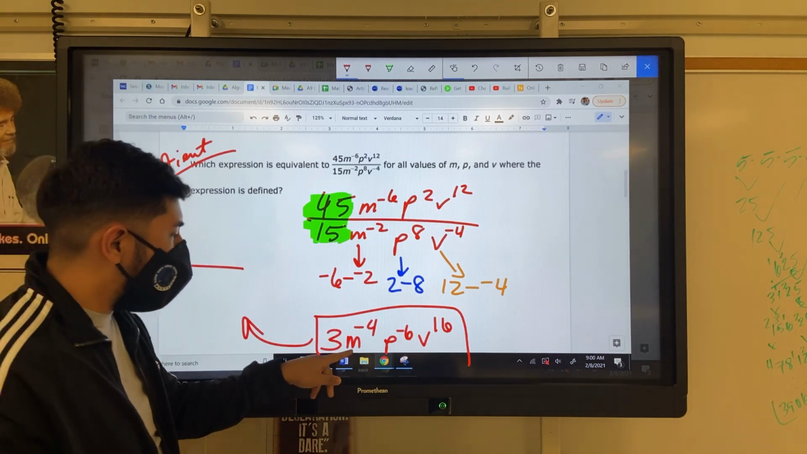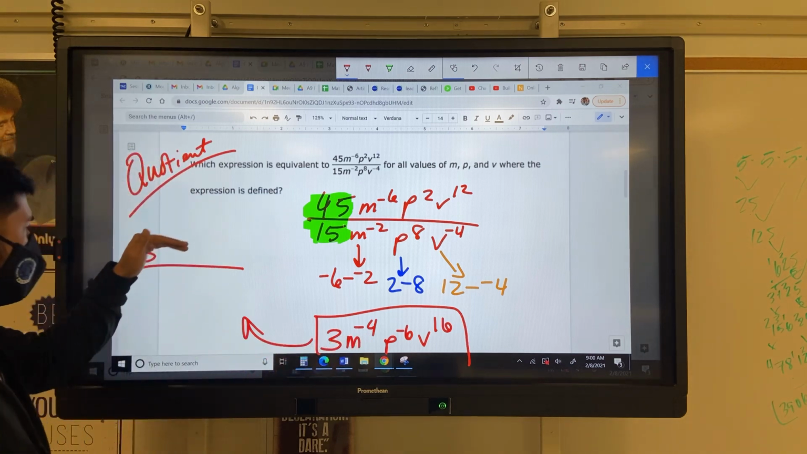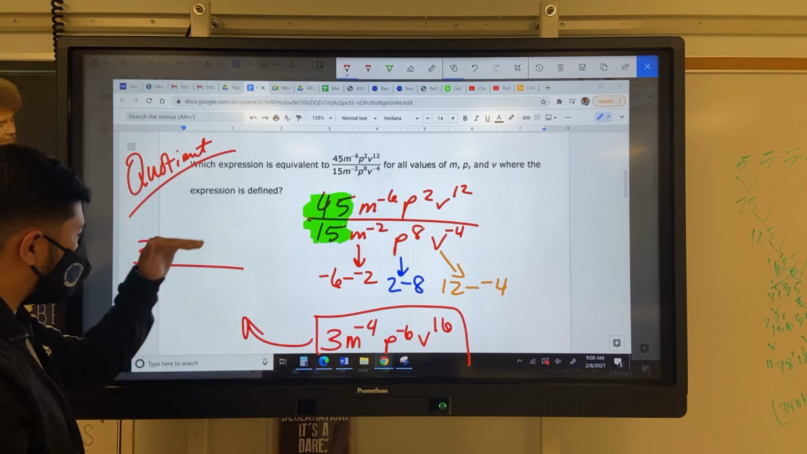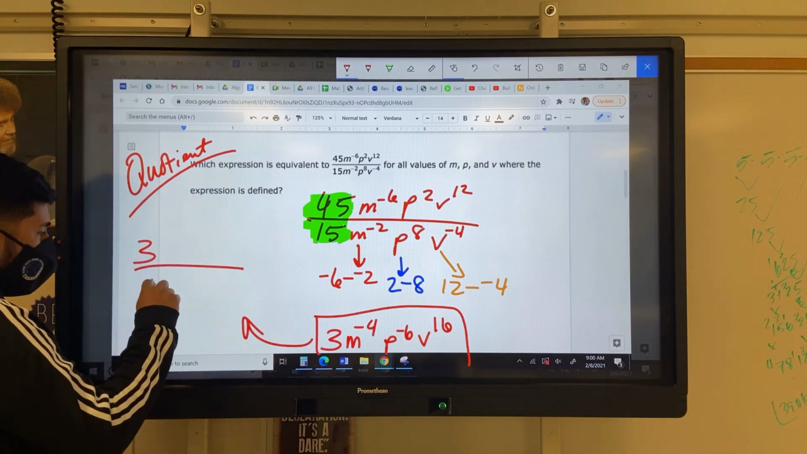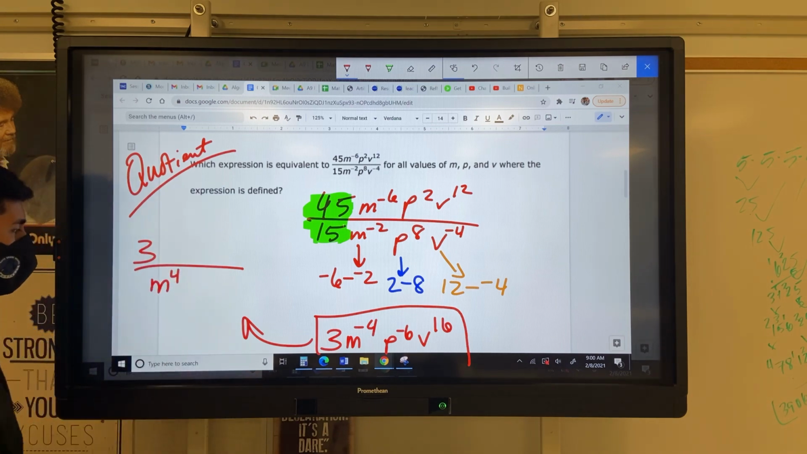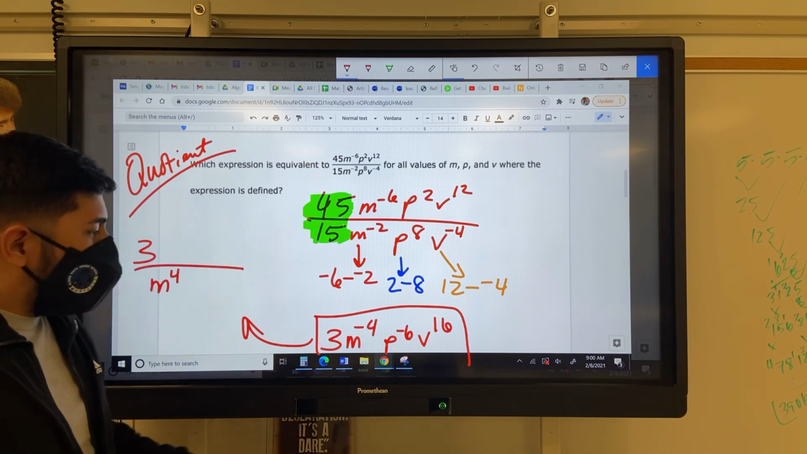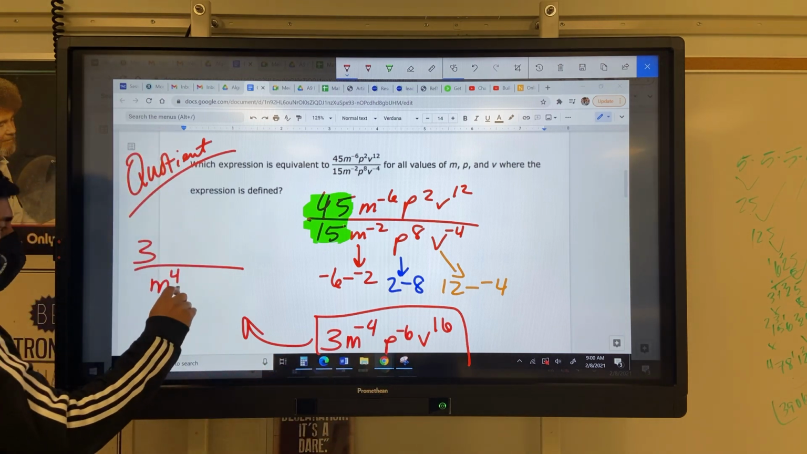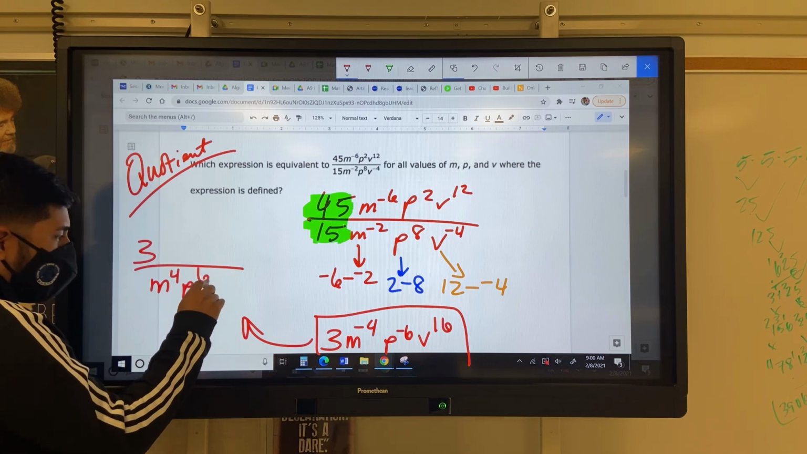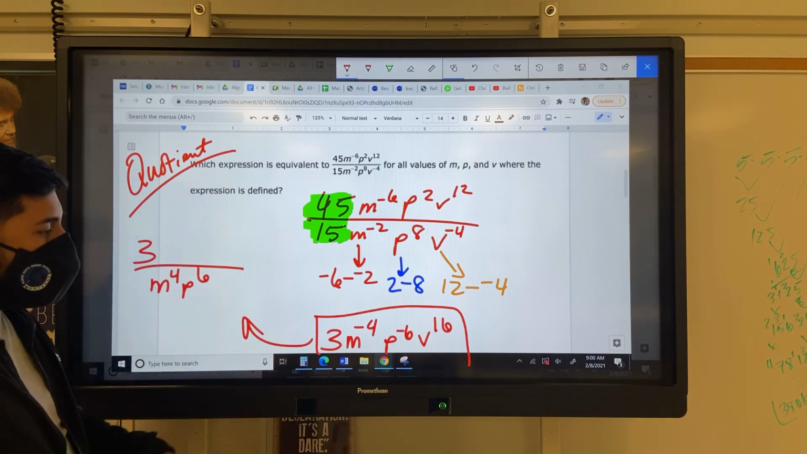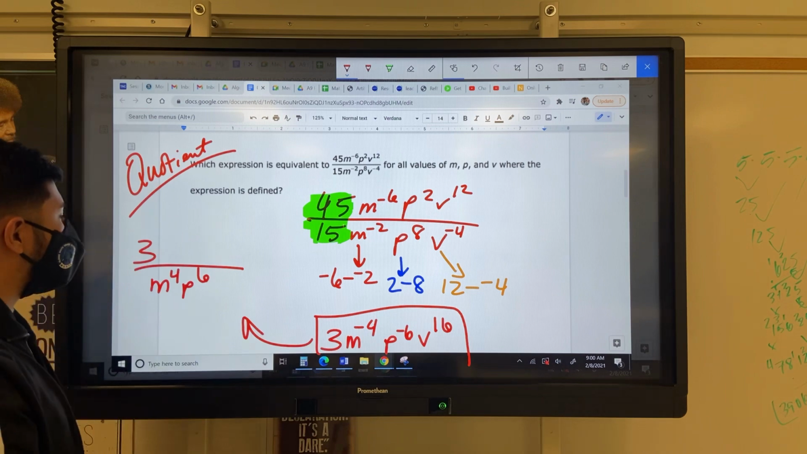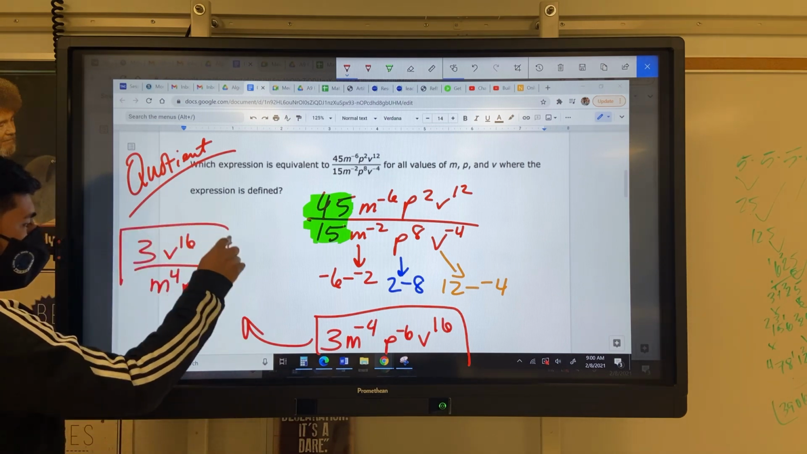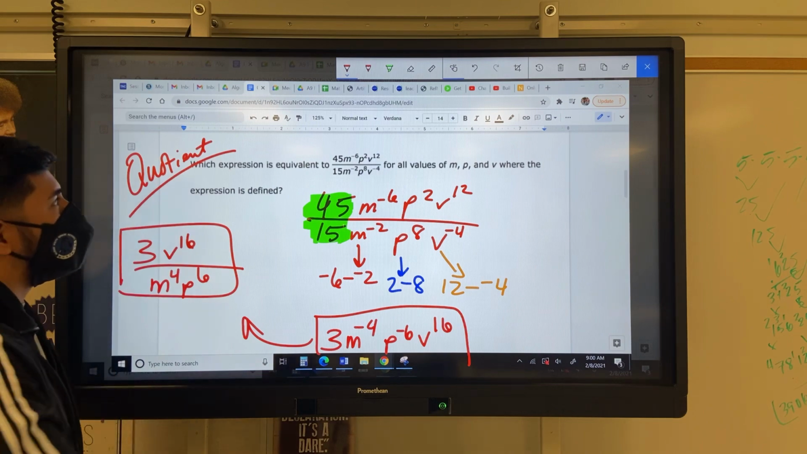Next we decide, okay, n to the negative 4, am I going to put it on the top or the bottom? Well, in this case, it's already on the top, so I need to bring it to the bottom as a positive, P to the positive 4. P to the negative 6 is also coming down, P to the positive 6. V to the 16 is positive, so it stays on top of the 3. And this is my answer.